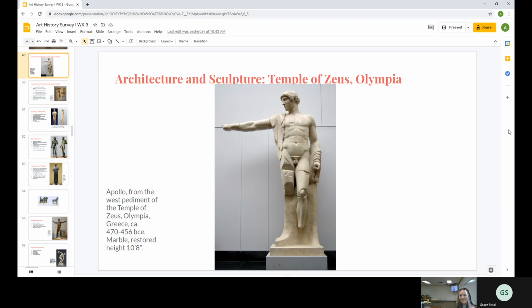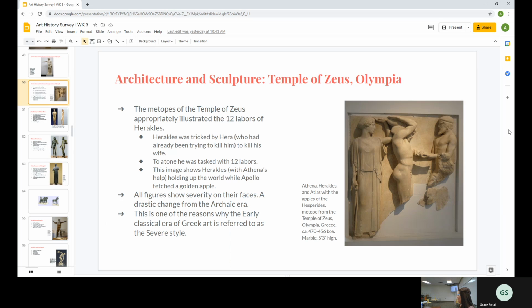Which goes back to the idea of no expressions. Showing those idealized forms. They aren't concerned with emotions during the early classical period at all. They're more concerned with the human figure. Emotions are non-existent. That idea of taking away emotions has a name. It's called the severe style. Aptly named, the severe style because there's no emotion. It's very severe.